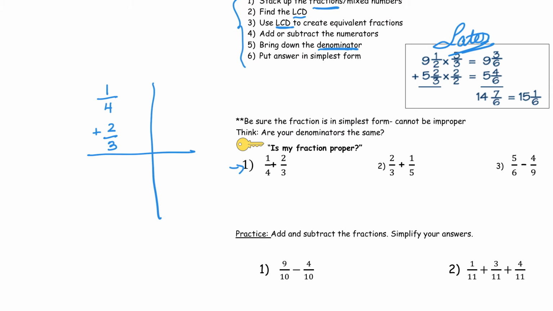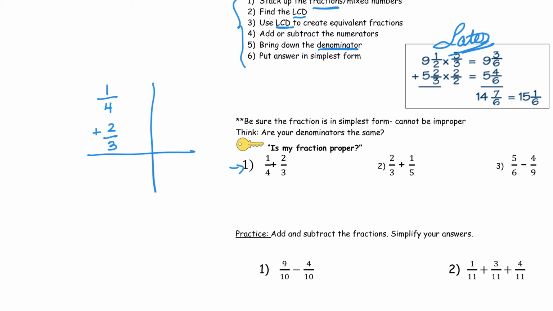So I'm doing my work over on the side, 1/4 plus 2/3. The first thing you want to do is set up this giant plus sign. I know it seems like a lot of work. It really isn't, honestly. It's a way to organize your work. This way you can understand the process. So 1/4 plus 2/3. Automatically, I see that the denominators are different. That's why I'm stacking it up.